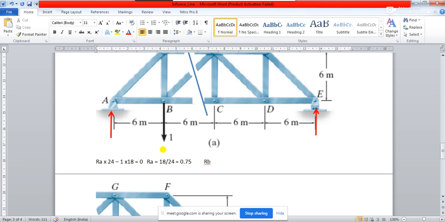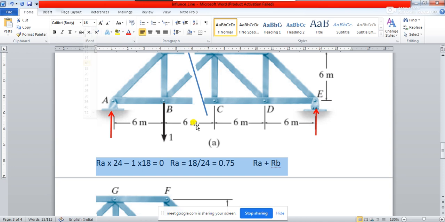So you see, from the equilibrium condition, RA plus RB should be equal to how much? It should be equal to 1, sir. Why is it 1? Because this is the downward load. Yes. RA plus RE, sorry, RE, yes. Very good. RA plus RE should be equal to 1.